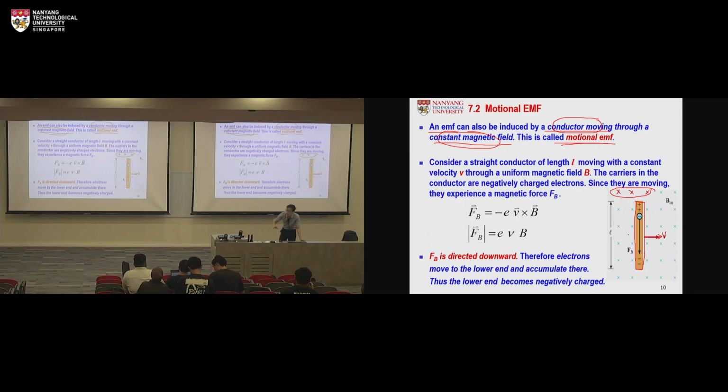So now let's try to decompose this motional EMF. First, again, there is a magnetic field. This conductor, inside the conductor, what do you have? Let's say typically inside a metal, what do you have? You have a lot of free electrons, right?